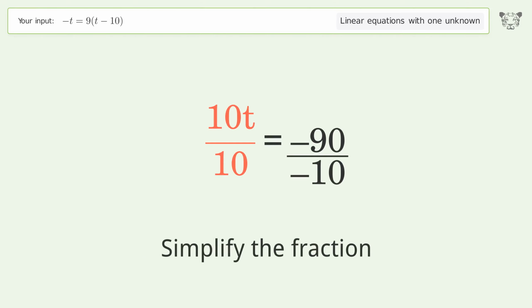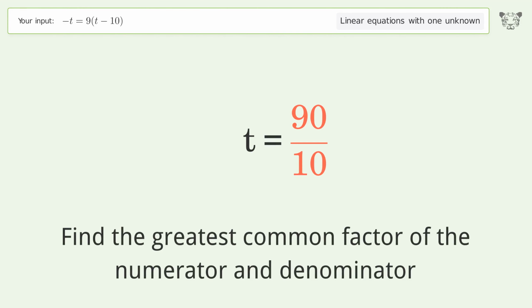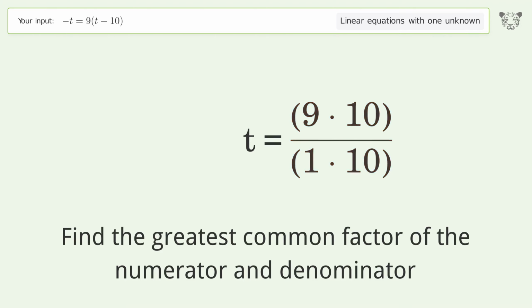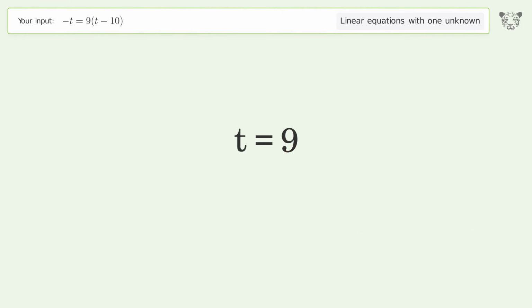Simplify the fraction. Cancel out the negatives. Find the greatest common factor of the numerator and denominator. Factor out and cancel the greatest common factor. And so the final result is t equals 9.